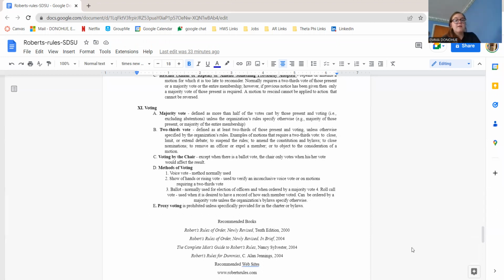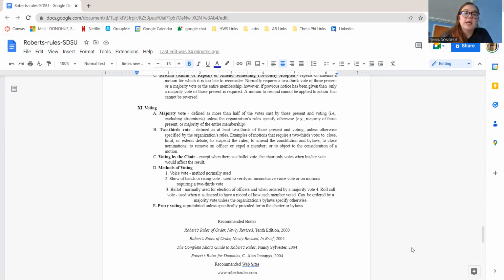Lastly, we're going into voting. So there's the majority vote, which is defined as more than half of the votes cast by those present and voting, i.e. excluding abstentions, unless the organization's rules specify otherwise. So that's a majority of those present or a majority of the entire membership.